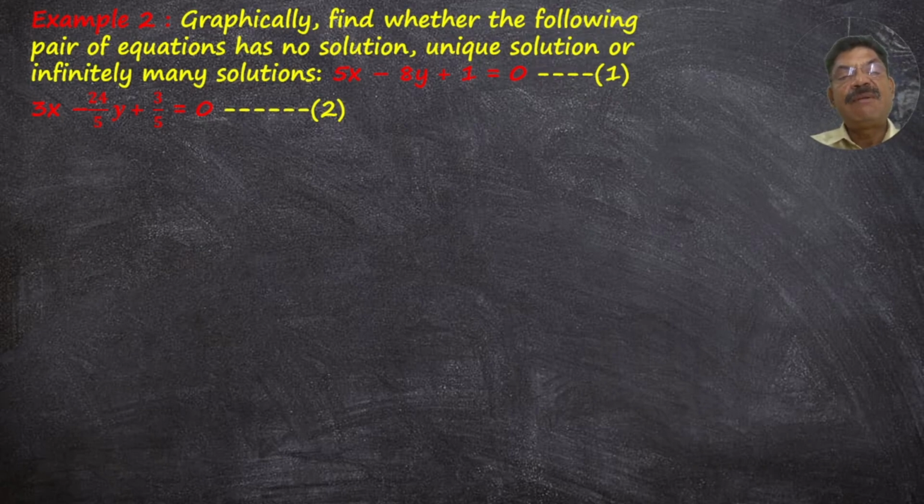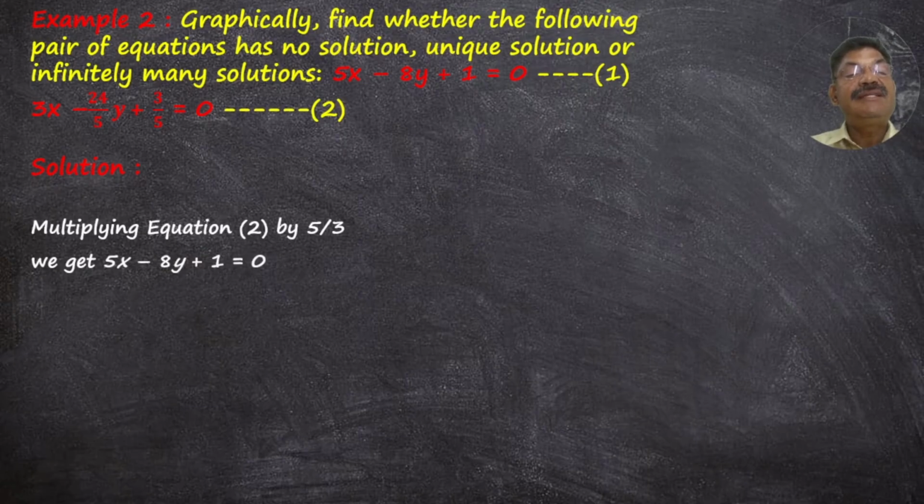As in the previous problem, I am going to proceed. But you look at the second problem. The coefficients have fractions. Here, minus 24 by 5 and plus 3 by 5. So, in order to avoid these fractions, I want to multiply the second equation, left hand side and right hand side, by 5 by 3.